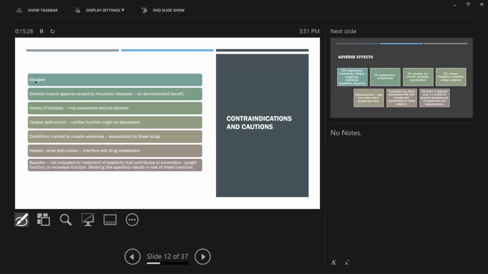Contraindications and cautions. Allergies to these drugs have been described. Therefore, look for the signs of allergy. If you get hives, trouble breathing, what have you, withdraw the drug immediately. Skeletal muscle spasms that are caused by rheumatic diseases like rheumatoid arthritis should not be treated with skeletal muscle relaxants. They have no demonstrated benefit in such cases. If there's a history of epilepsy, don't use them. They tend to exacerbate the seizure disorder.